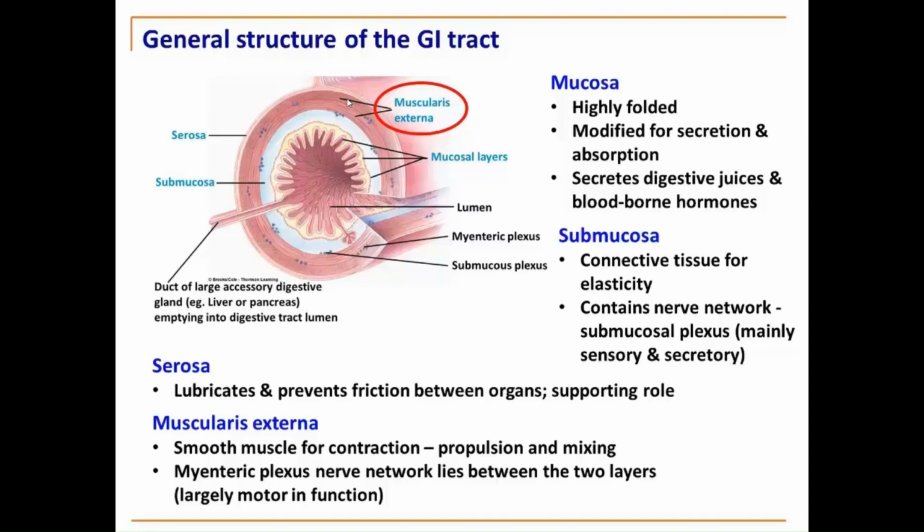And then in between those two, you have the myenteric plexus nerve network. That lies between those two layers, and that is largely motor in function. So remembering we have two plexuses. We have the submucosal plexus, which is mainly sensory and secretory, and your myenteric plexus, which is largely motor in function. In other words, it stimulates the smooth muscle of the muscularis externa to contract and relax.